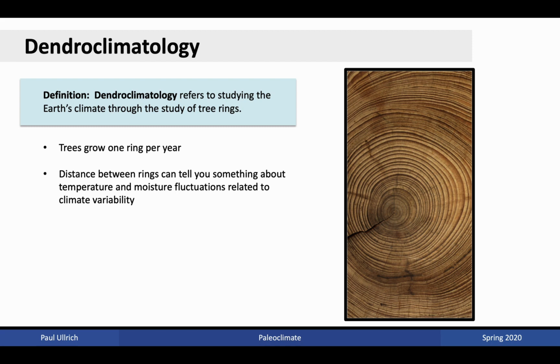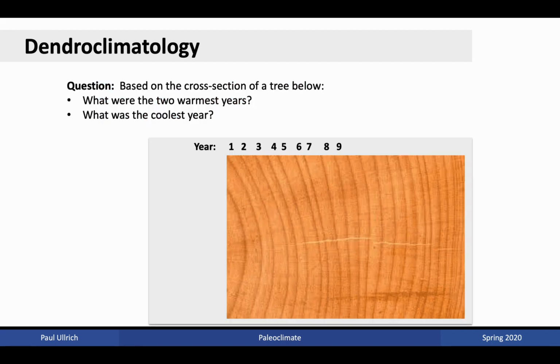Since we know trees grow one ring per year, the distance between these rings can say something about whether or not climate conditions were favorable or unfavorable towards growth. In particular, they can tell you about temperature and moisture fluctuations related to climate variability. Here's an example cross-section from a tree. Looking at this, can you recognize which 2 years were the warmest years and which was the coolest year?